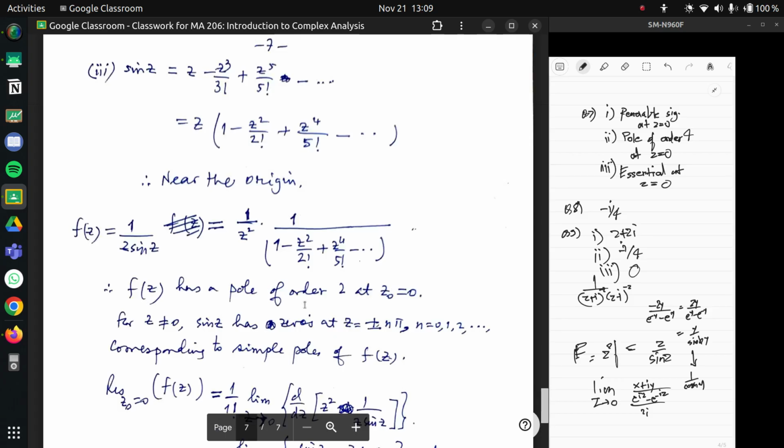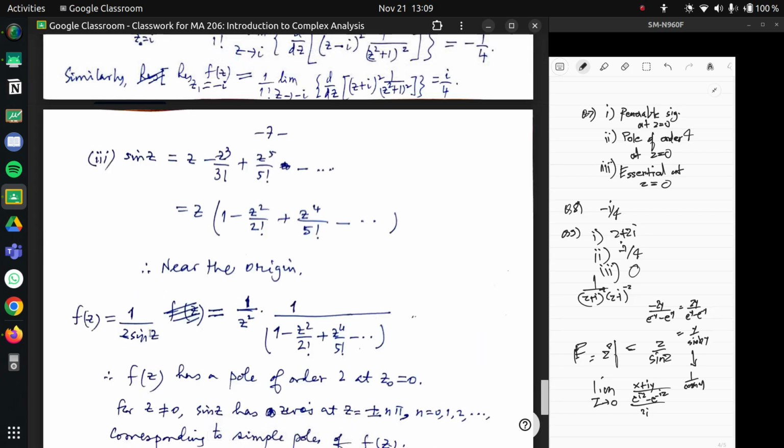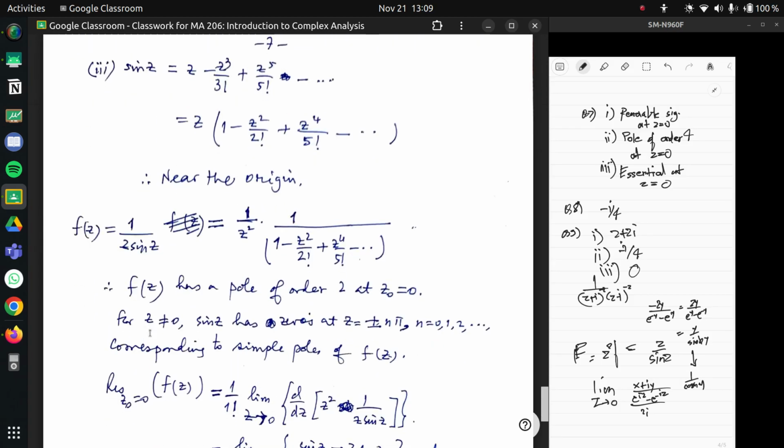Okay, then you had this complicated thing, 1 by z sine z. So then you just Taylor expanded, therefore it has a pole of order 2. It's not equal to 0. How can you say it so blatantly? How can you be so sure? Oh, because this thing is 1 minus z square by 2 factorial plus z power 4 upon 5 factorial, and so on. Interesting. Still, are you sure this will never actually be equal to 0?